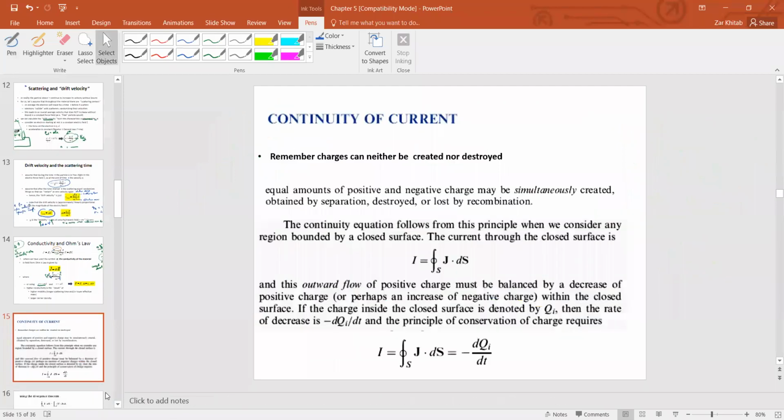समझ आ रही है? Any question here? This is the continuity of the current, right? Any question here?